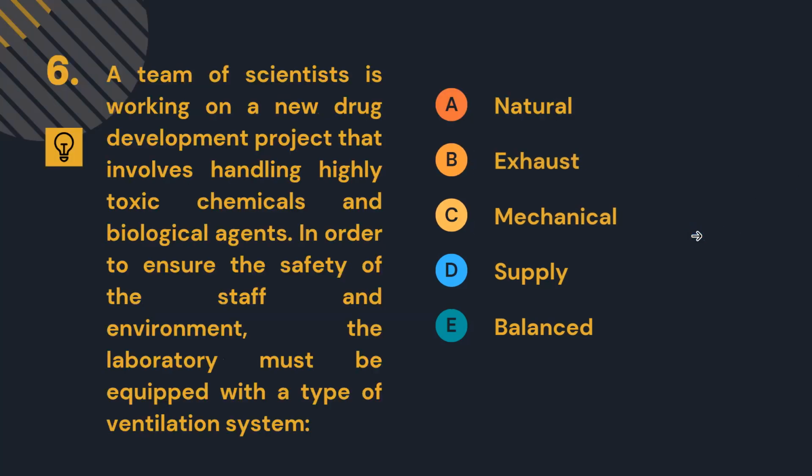A team of scientists is working on a new drug development project that involves handling highly toxic chemicals and biological agents. In order to ensure the safety of the staff and the environment, the laboratory must be equipped with a type of ventilation system: A, natural; B, exhaust; C, mechanical; D, supply; and E, balanced. B. Exhaust. No, the answer is A, natural.